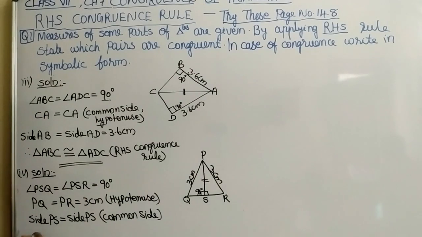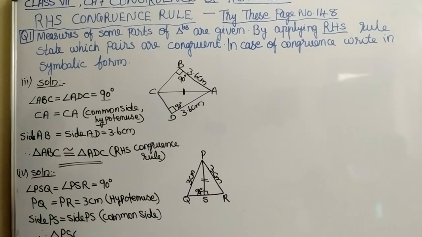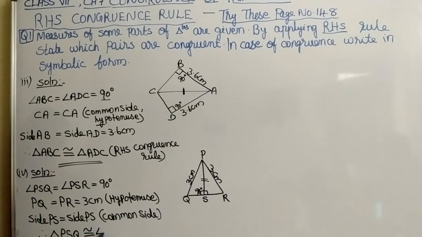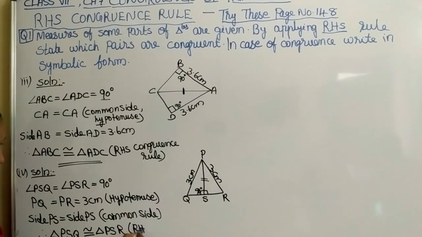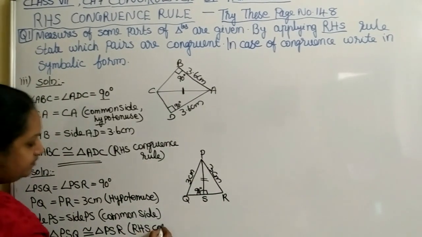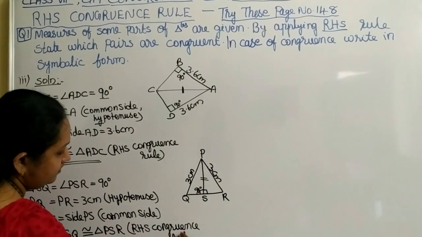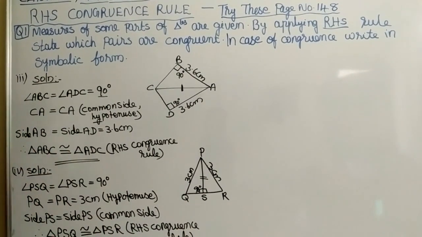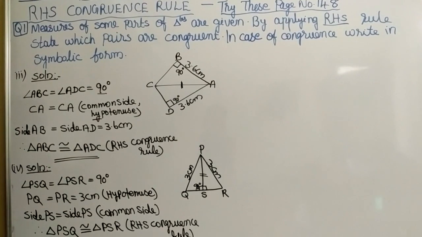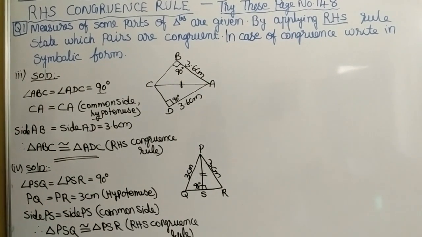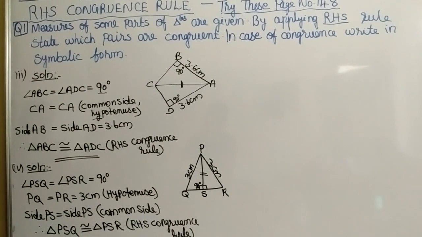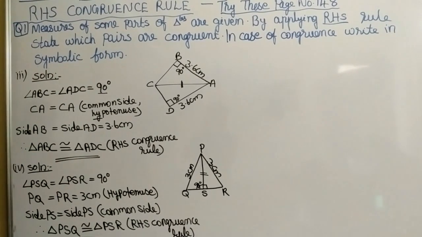So we got the three conditions. Therefore, triangle PSQ congruent to triangle PSR by RHS congruence rule. Hence, we got that triangle PQS and triangle PRS are congruent. Or we can write it as triangle PSQ congruent to triangle PSR.